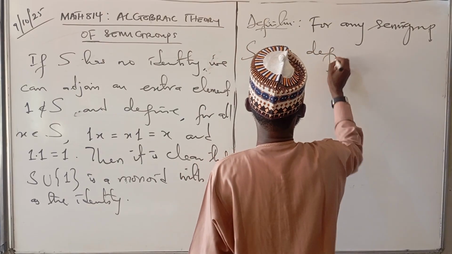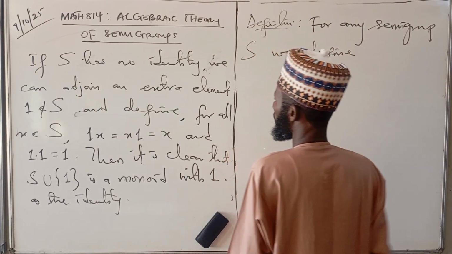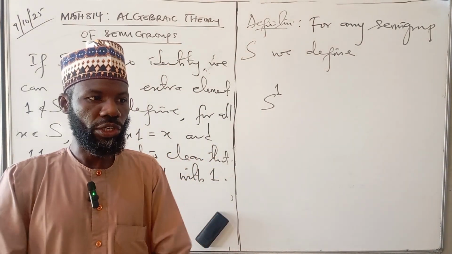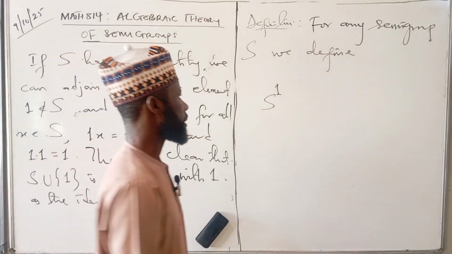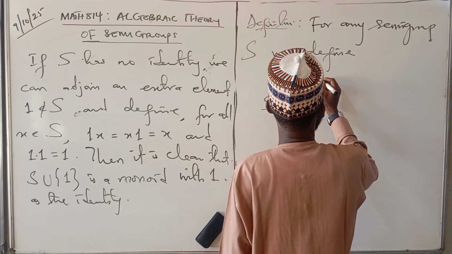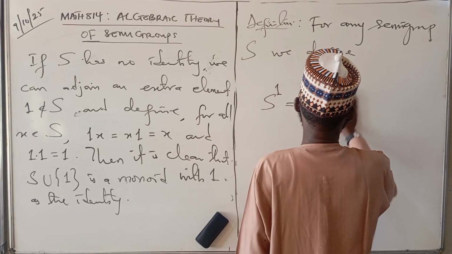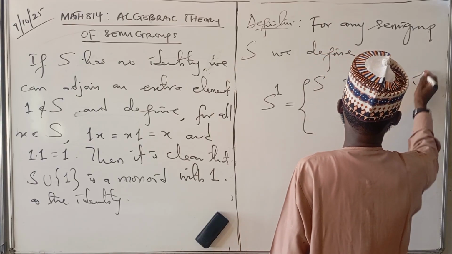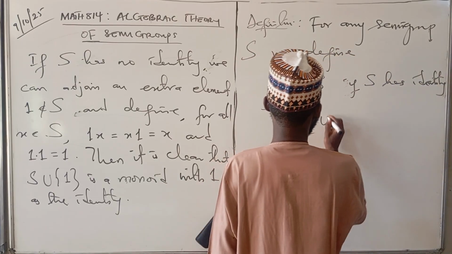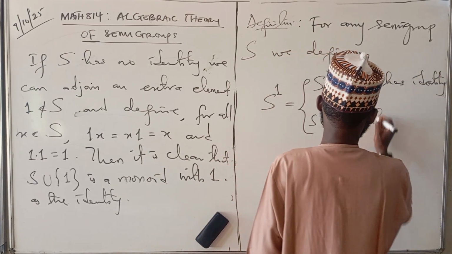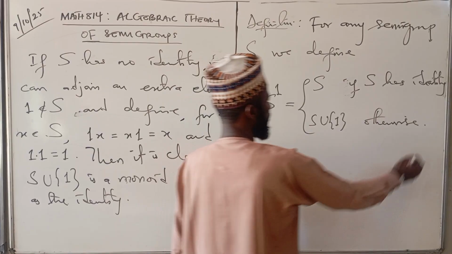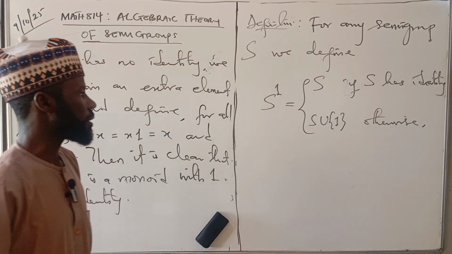we define S1. So given this semigroup, I can always get a new semigroup S1, which will now have identity, to be equal to S, if S has identity, and S union 1 otherwise, that is in the situation where S has no identity. So we always do this.